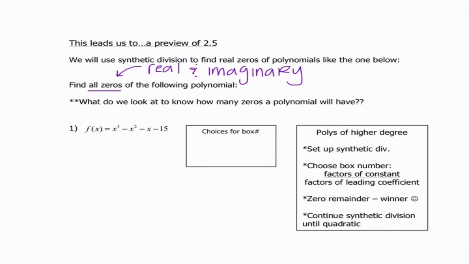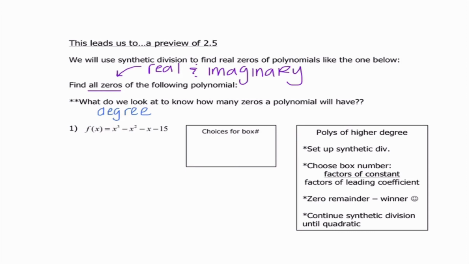So, just a few things. Remember, what do we look at to know how many zeros a polynomial will have? We talked about this really briefly in class, but what we're going to look at is the degree. So in this case, if I'm looking at f of x equals x cubed minus x squared minus x minus 15, we're going to have 3 zeros in this particular case.